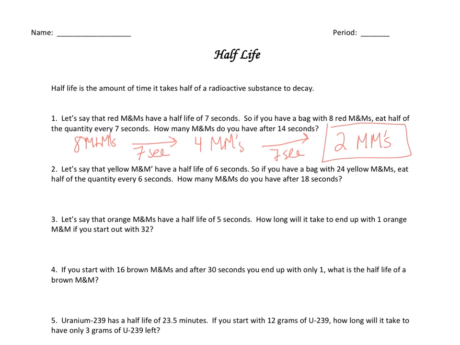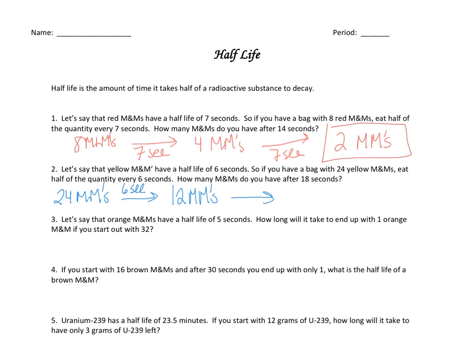Let's look at number 2. Let's say that yellow M&Ms have a half-life of 6 seconds. So if you have a bag with 24 yellow M&Ms, you want to eat half the quantity every 6 seconds. How many M&Ms do you have after 18 seconds? So let's try it. We have 24 M&Ms this time. And the half-life, they tell us, is 6 seconds. So after 6 seconds, 1 half-life, you'd be left with half of 24, which is 12 M&Ms.